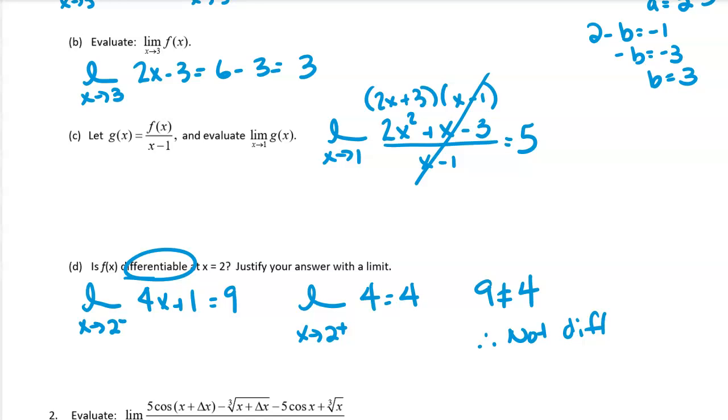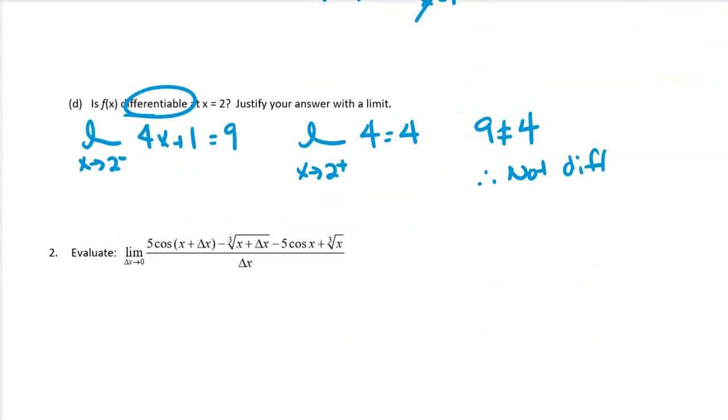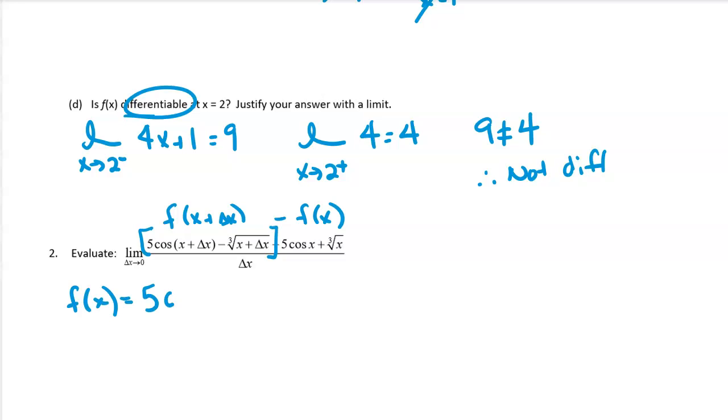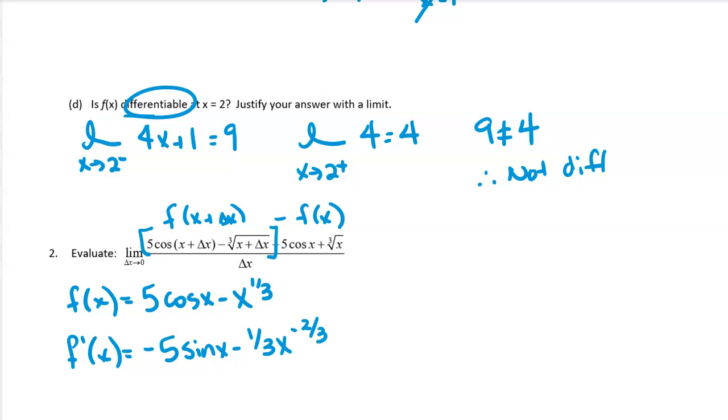And there's my answer for that one. Let's go to the last problem where, as promised, I was going to give you a limit that was the definition of the derivative. Right here is your f of x plus change of x minus the quantity of your f of x. So I'm identifying f of x to be 5 cosine x minus x to the 1/3. And so its derivative would be negative 5 sine of x minus 1/3 x to the negative 2/3. And there's our first page.